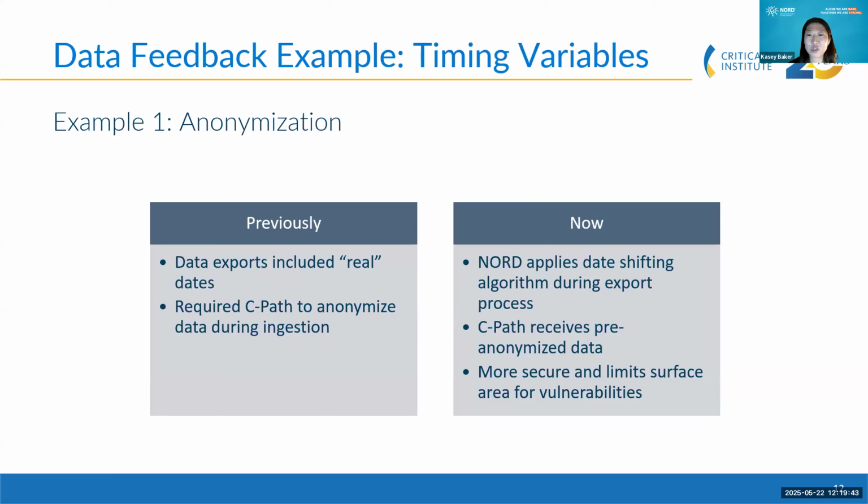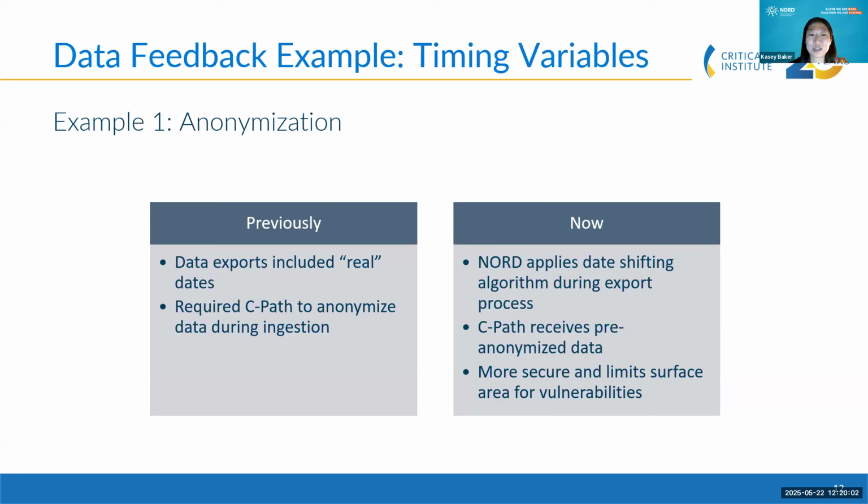So with the transition to the JSON file, this allowed for automation on our side as well. Now, with our generation of the JSON file, we automate a random date shifting algorithm for any of the dates that are included within the survey information.